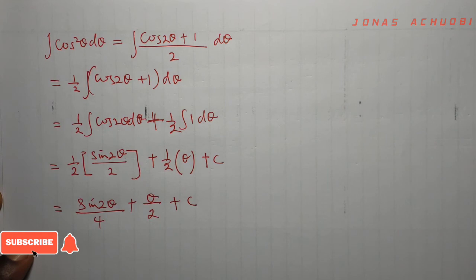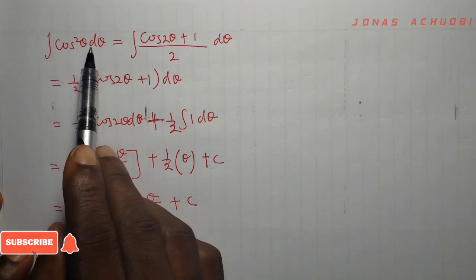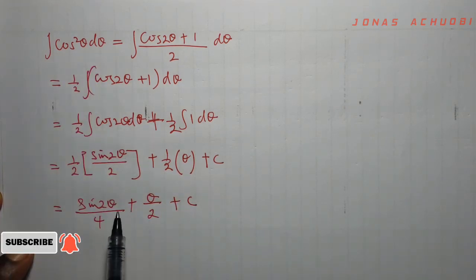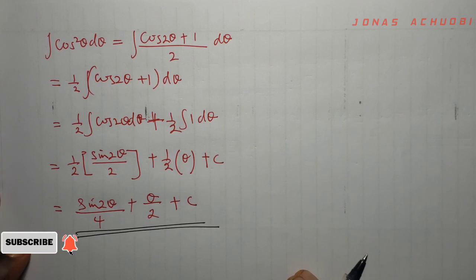So when we integrate cos squared theta d theta, we end up with sin 2 theta over 4 plus theta over 2 plus C, our constant of integration. I hope you understood the proof.